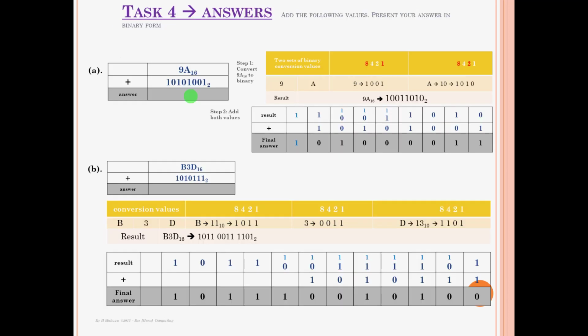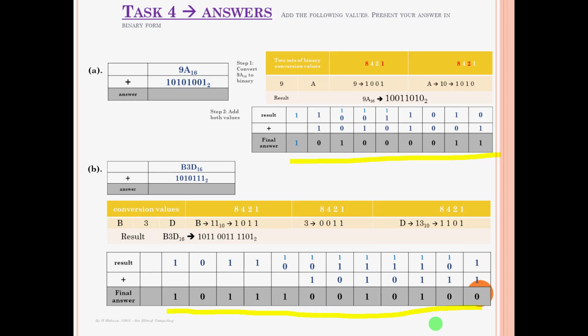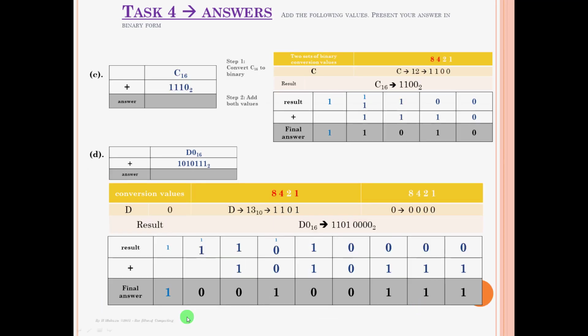Answers for task 4. This should be your answer for task 4. First answer is right there, and the last one, a very big answer. See that? It's right there. And finally, we have C and D. Those are the answers for C and D. These were the answers for A and B, and these are now the answers for C and D. I will underline those for you right there, and this here, a very large number.